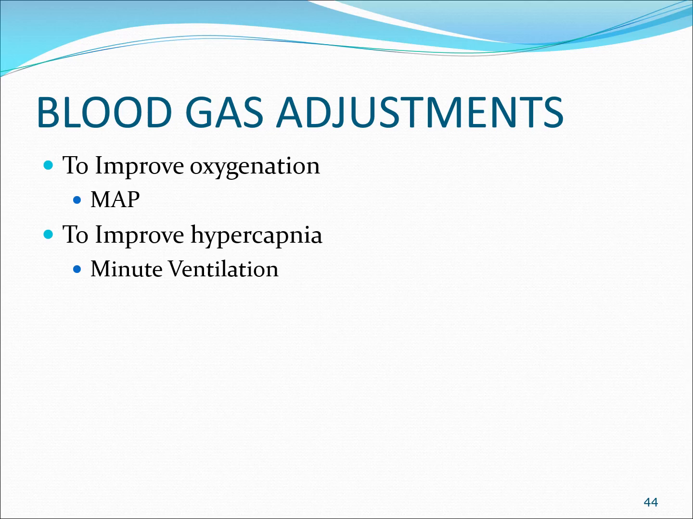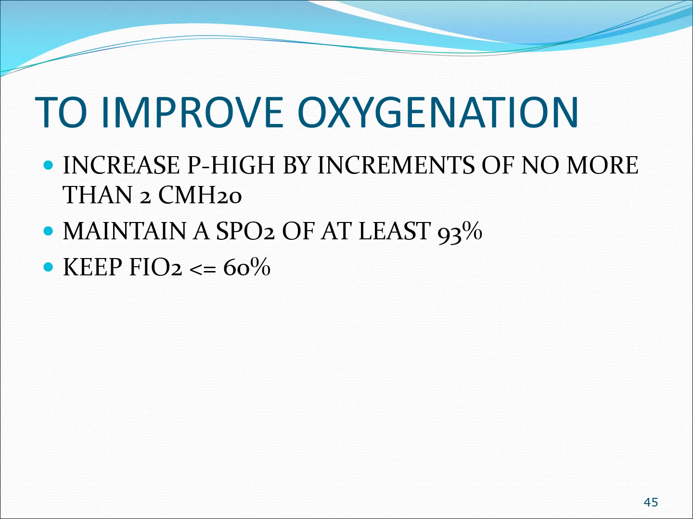Keep that in mind. To improve oxygenation, the first thing you need to do is increase your P high by increments of no more than 2. So the idea is, if your oxygenation status is not that good, increase the P high by no more than 2 centimeters, and then you want to keep your FiO2 equal to or less than 60% and a SAT of greater than 93% or even 90%. It would be good on these patients. So how do you improve oxygenation? Increase the P high by no more than 2 centimeters at a time.